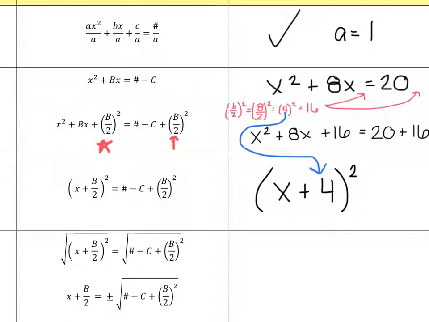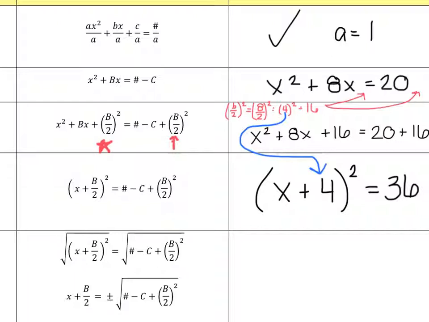All right. Now, the other side, just simplify it. 20 plus 16 equals 36. This equation, if you graphed it, would be the exact same as the equation we started with. We're only changing the way it looks. Where did you get the 36 from? 20 and 16 added to be 36. Oh.